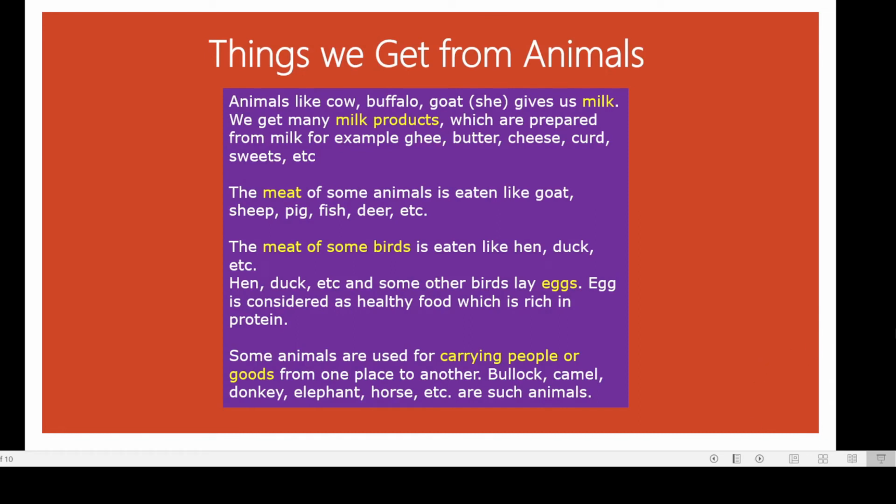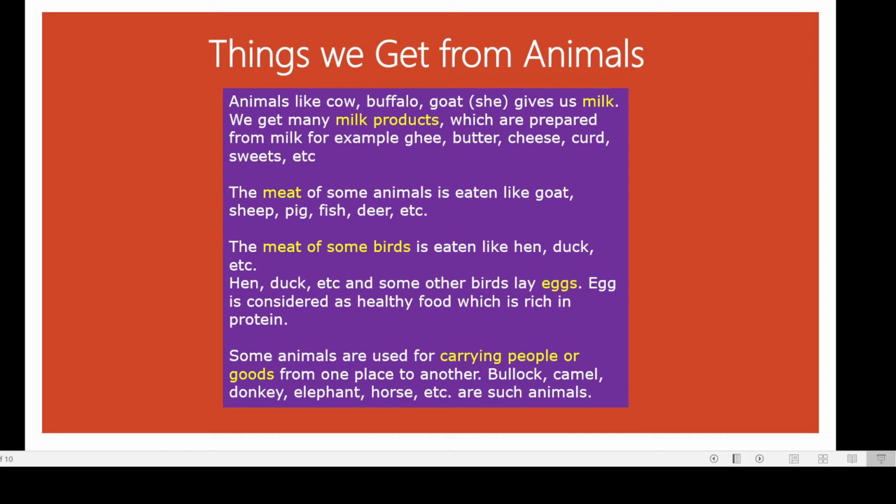Now let us find out the things which we get from animals. First is milk. Cow, buffalo, goat, all of them produce milk, and from milk we get milk products, for example, ghee, butter, cheese, curd, sweets, etc. We also get meat from some animals like goat, sheep, pig, fish, deer, etc. Meat of some birds is also eaten, like hen, duck, etc. We also get eggs from various birds like hen, duck, etc.